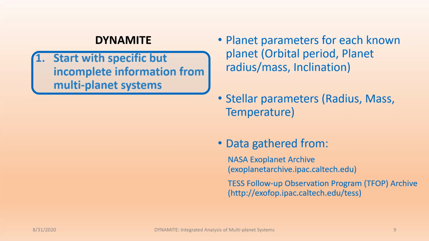In addition, we also gather the stellar parameters. Stellar radius is used to determine the observable transit depth. The stellar mass is required to determine the orbital semi-major axis for each planet. And the temperature is used in combination with the other parameters to define the habitable zone for the star. For most of our systems, the data for all these parameters comes from the NASA Exoplanet Archive, while TESS candidate-specific information is gathered from the TFOP archive.